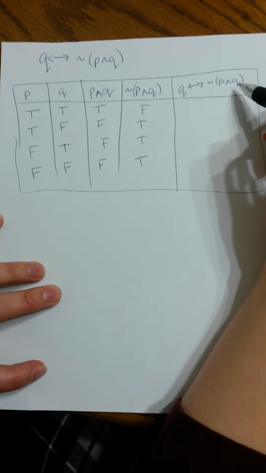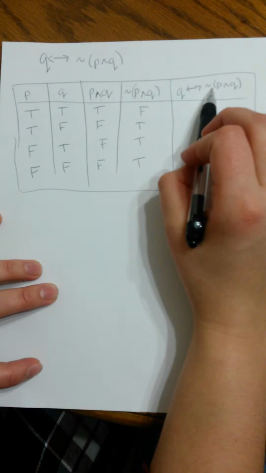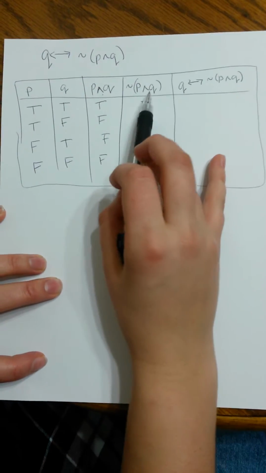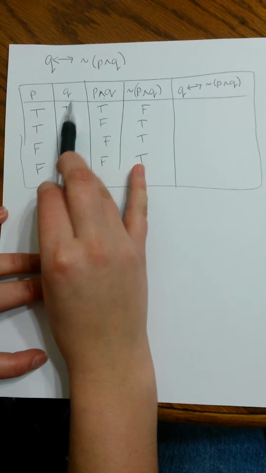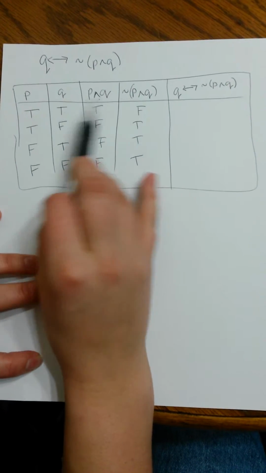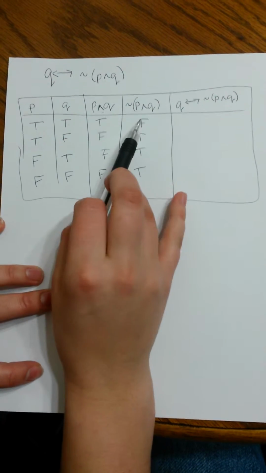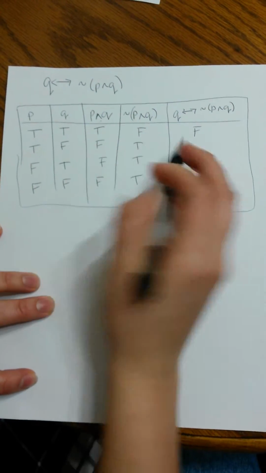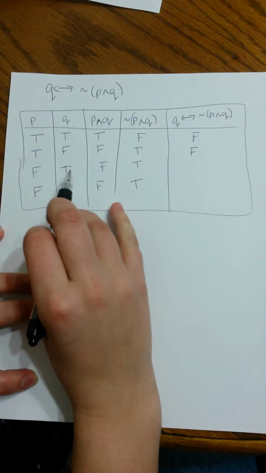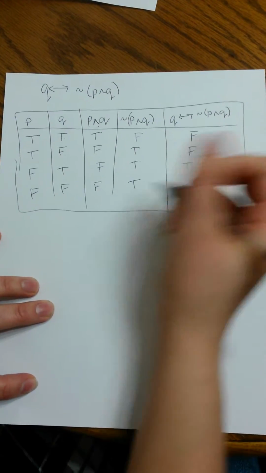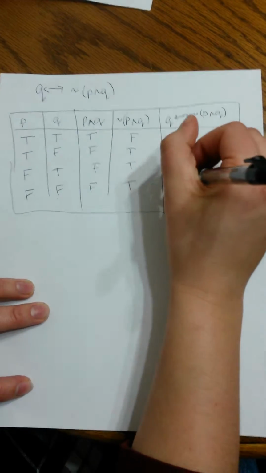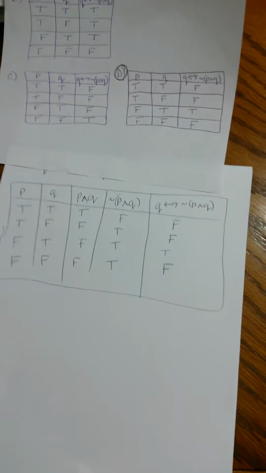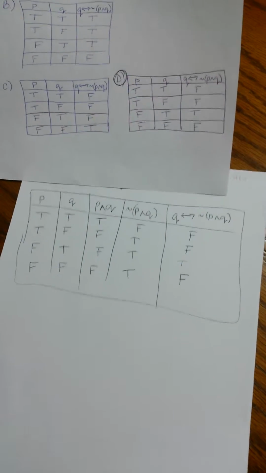So then if we go on to this statement, we're saying Q if and only if not P and Q. So Q if and only if this. So true if and only if false is false. False if and only if true is false. True if and only if true is true. And false if and only if true is false. So if we go back to our answers, the answer is D, because that truth table matches the truth table that we have. Okay, so move on to the next one.